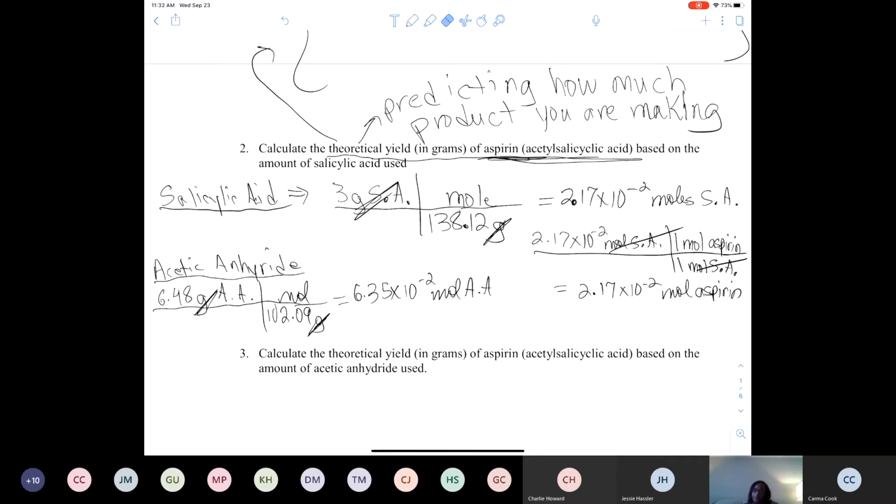And again, because for every 1 mole of acetic anhydride that you react, you're producing 1 mole of aspirin. Based on acetic anhydride, you're making 6.35 times 10 to the negative 2 moles of aspirin.